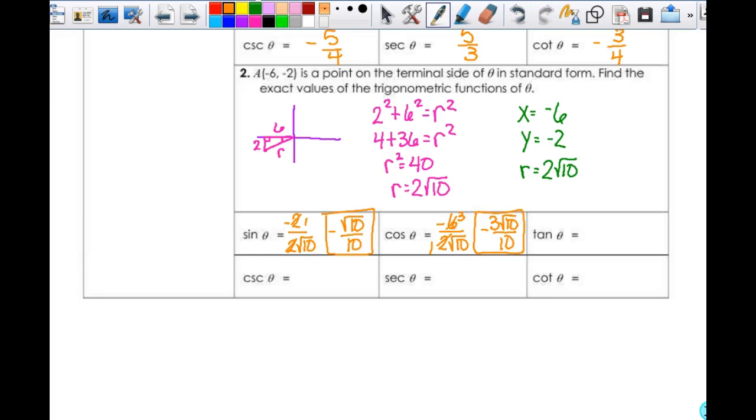Tangent of theta is going to be y over x, so that's -2 over -6, which is a positive 1/3. Secant is r over y, but it's also the reciprocal of sine. I could take this one, take the reciprocal, and then simplify, but taking the reciprocal here would be much better. It just gives me negative square root of 10. Secant of theta is this reciprocal, so I get negative square root of 10 over 3. And here, the reciprocal of 1/3 is just 3.